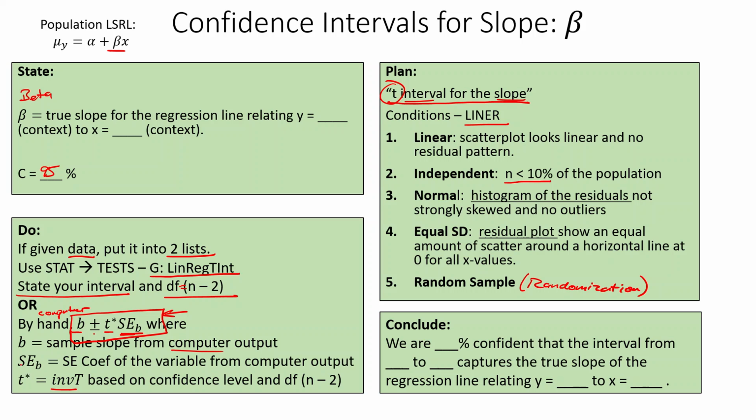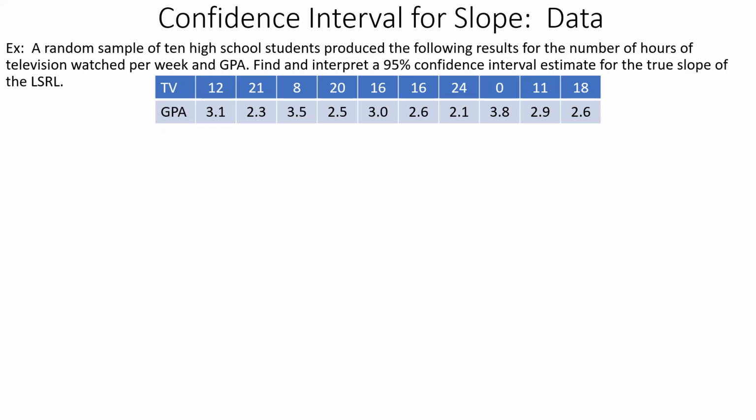So the computer output would be beta. Standard error is the standard error coefficient for the variable in the computer output. It's in that chart. We'll look at it here in a minute. And t star is the inverse t based on the confidence level and the degrees of freedom, which again is n minus 2 now, not n minus 1. And we are blank % confident that the interval from blank to blank captures the true slope of the regression line relating y to x. And make sure we'll throw some context in there. So the sentence is pretty standard, just like before. All right, so here's the same data we had last time.